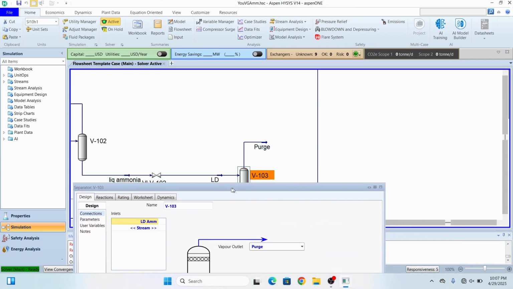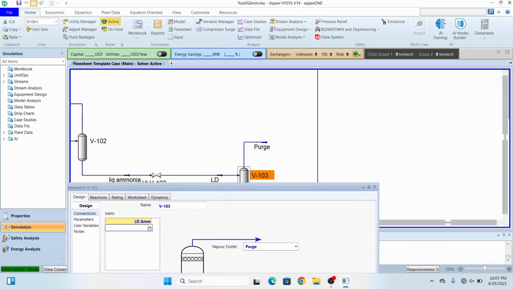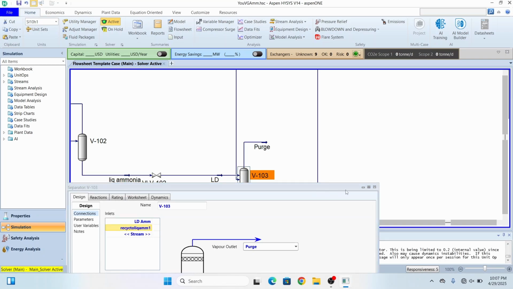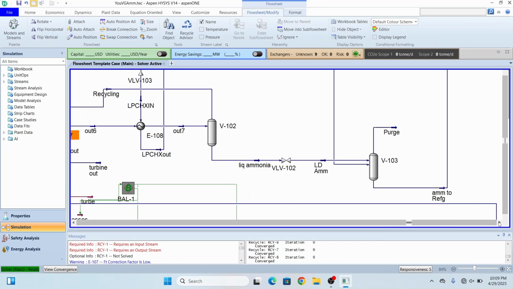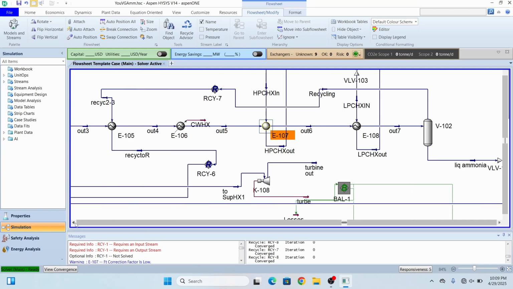So that is my main stream. Now you can see that this stream is also converged, and this drum has been converged. That's all for the simulation. We will see whether something is unconverged after our simulation. So you can see that this high pressure heat exchanger is unconverged.